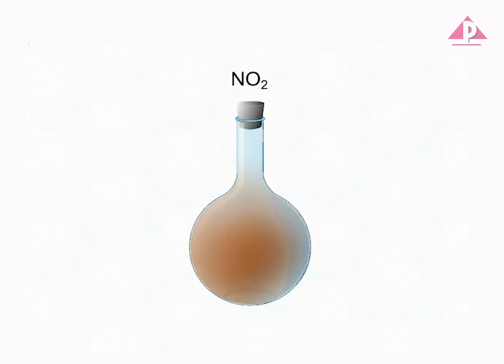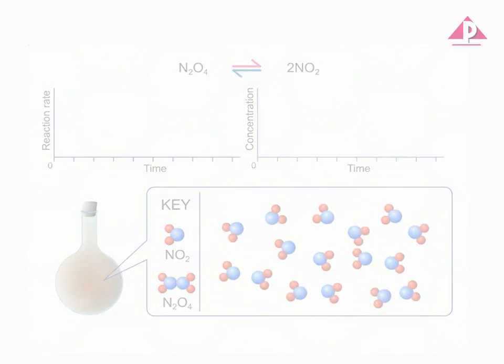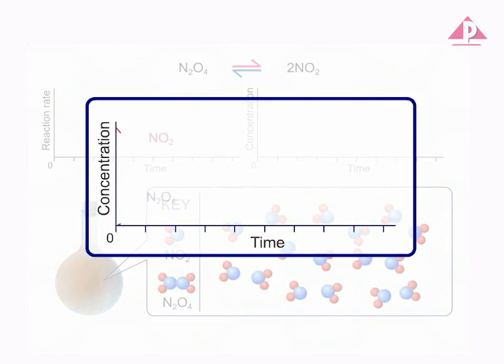A small amount of nitrogen dioxide is introduced into a sealed container. Then the backward reaction, combination, occurs quickly. This is because the concentration of nitrogen dioxide is at its maximum initially.